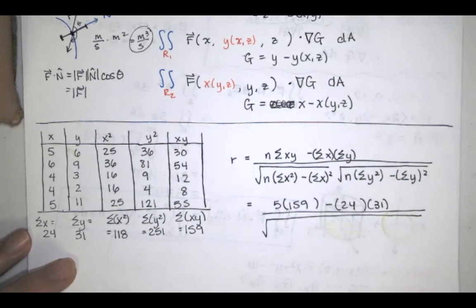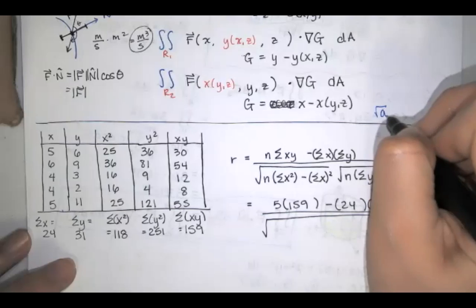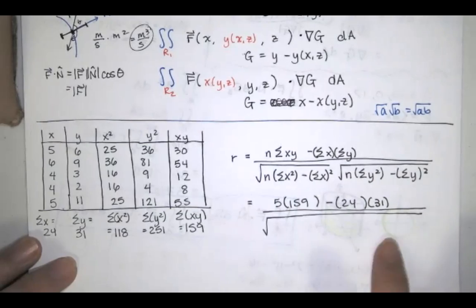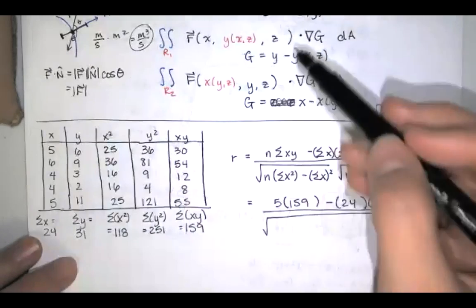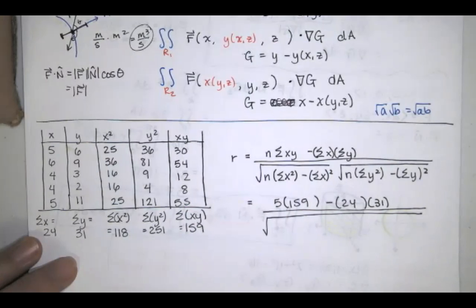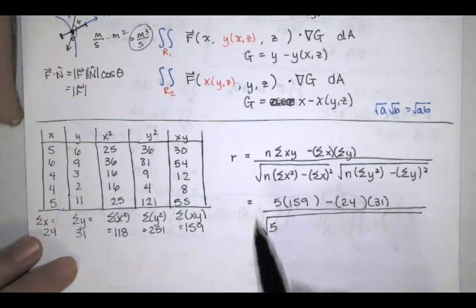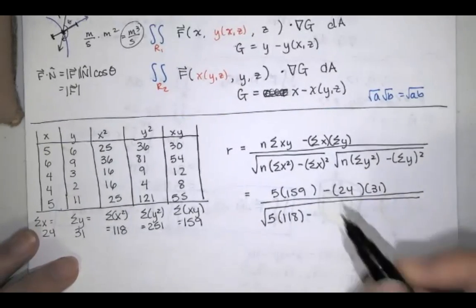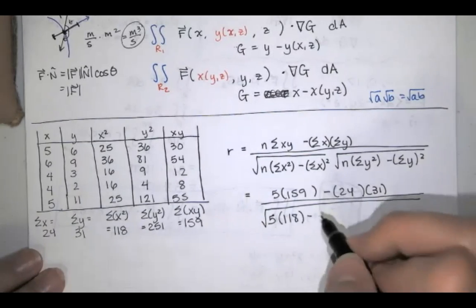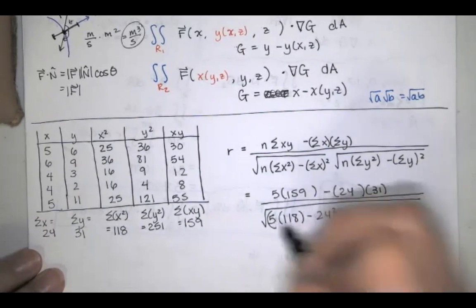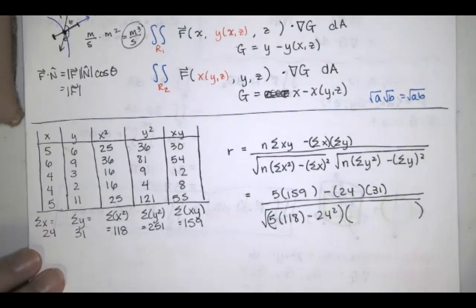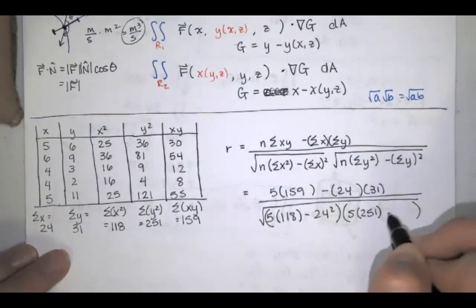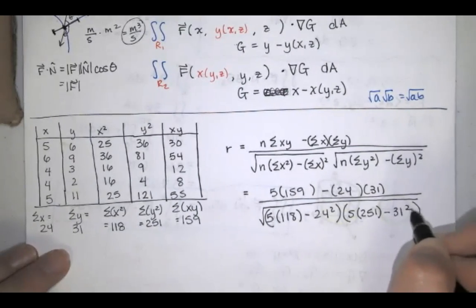Now, there's a property from algebra that I want to use here. The square root of a times the square root of b is the square root of a times b. That's what I'm using here. And please don't be distracted. This is for another class. Over here, n is 5. The sum of the x squared is 118. And then the sum of the x's is 24, and we're going to square that. All of that is multiplying all of this. n is 5. The sum of the y squared is 251. Then we want the sum of the y's, which is 31, and we want to square that.